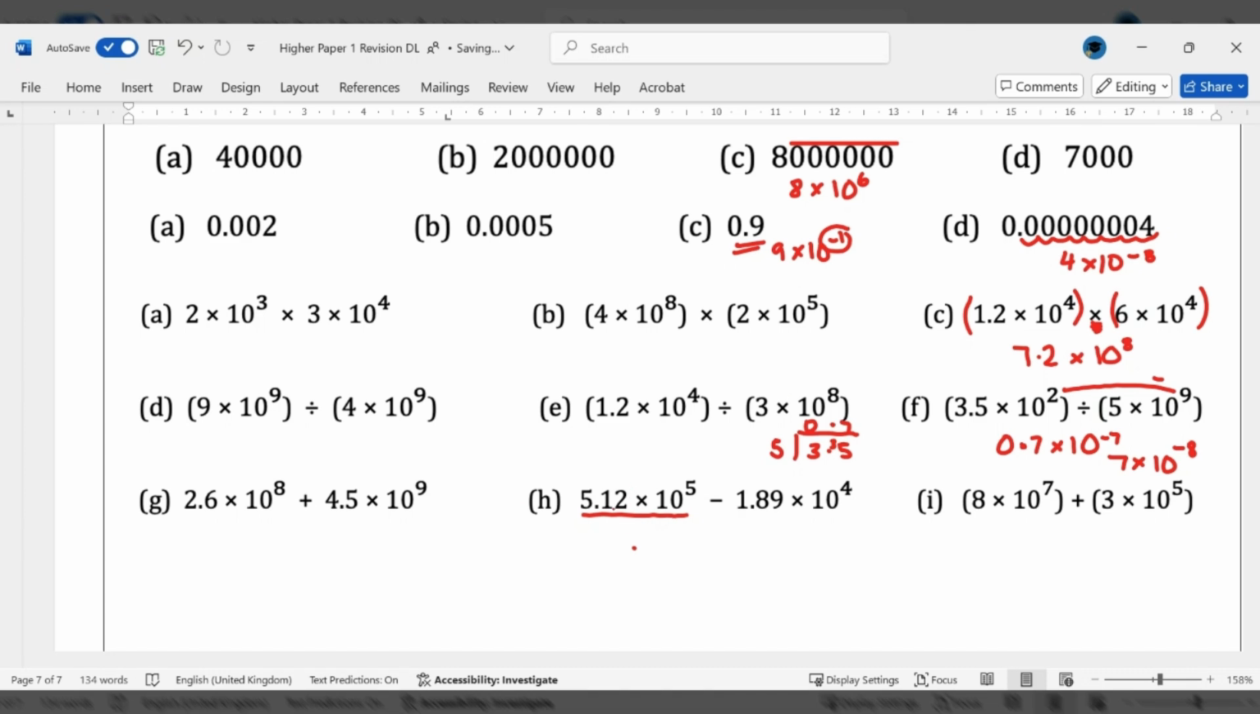So I was kind of here, I think. So we said that if we times and divide, we can do it in standard form. But if we're adding or taking away, like these questions here, adding standard form or taking away standard form, I think we need to change these to numbers.